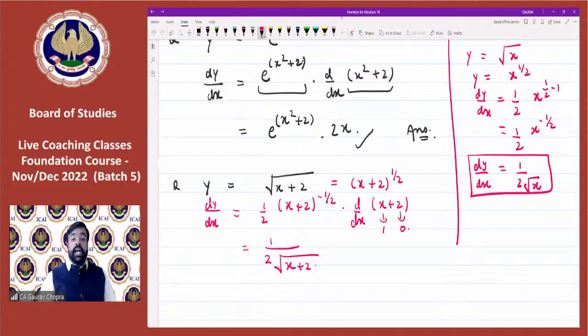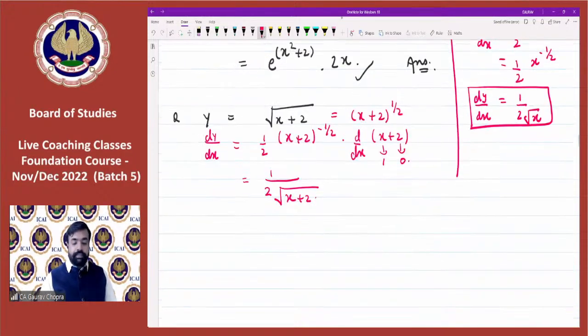So Bhumika has given the correct answer.